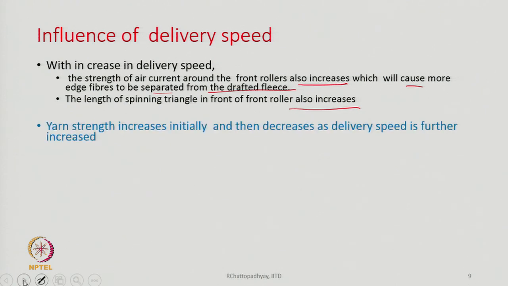of the drafting system. Yarn strength will increase initially and then decrease as delivery speed is further increased. That means it will pass through an optimum. That is what has been observed by many researchers, that initially there is a slight increase in the strength of the yarn, but if we go further, the actual strength of the yarn will go down, and quality will also deteriorate in other respects, especially with respect to faults.